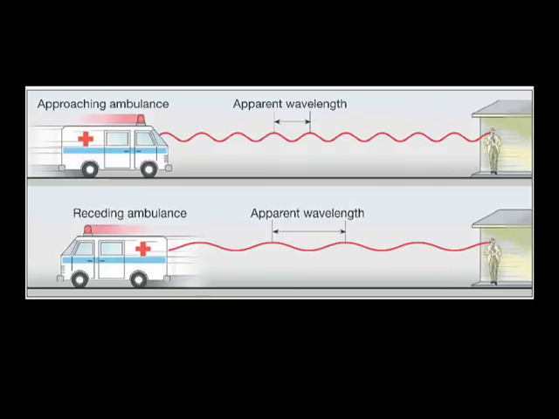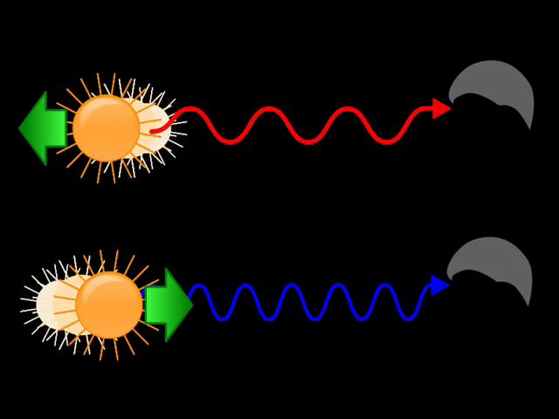The same thing can be seen with light waves, and particularly light waves produced by stars. For an observer, if a star was moving towards them, the light waves produced by the star in front of the star would be compressed together, giving high frequency light waves. High frequency visible light is of a blue color, so we call this blue shift.